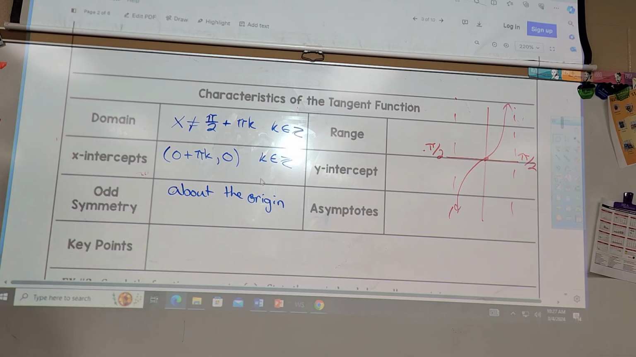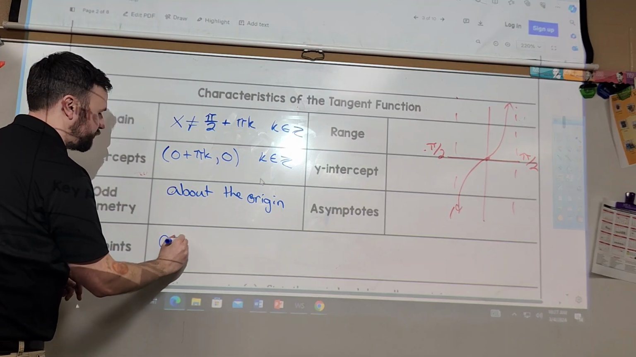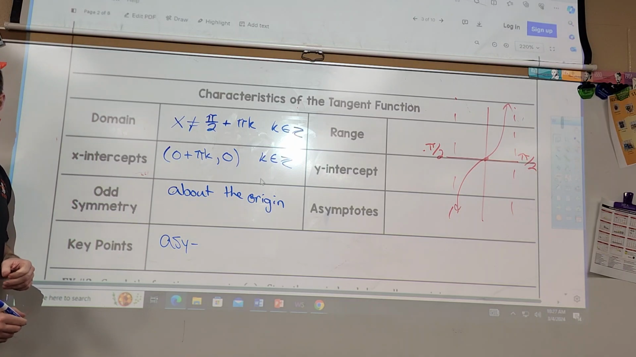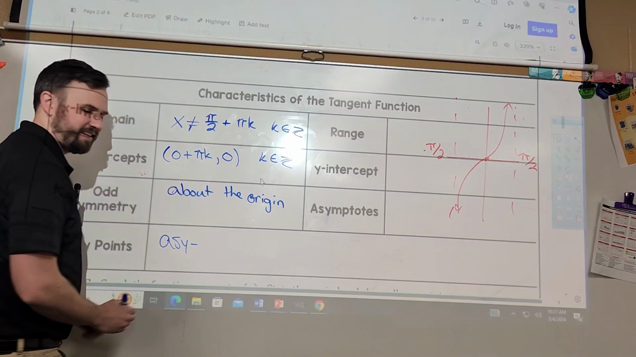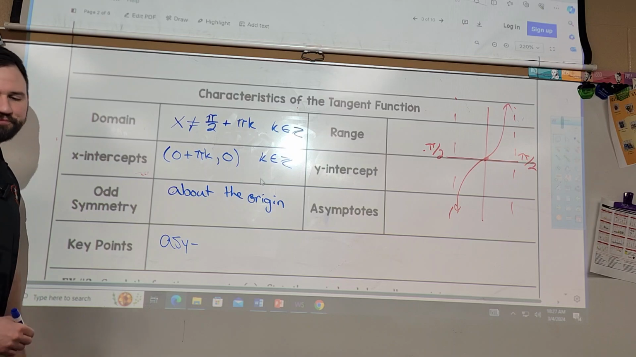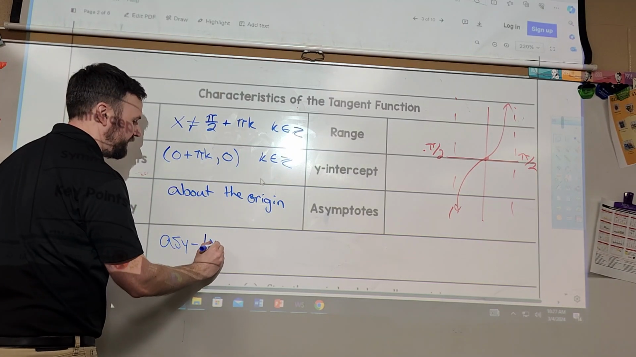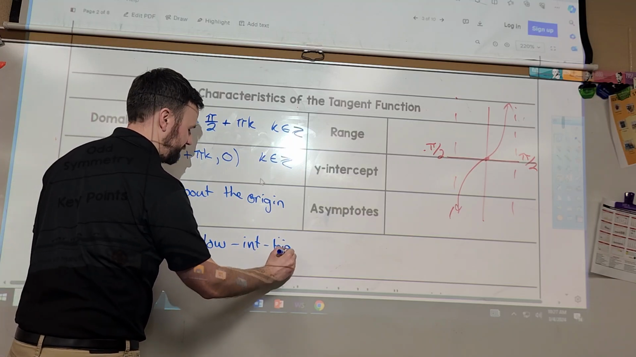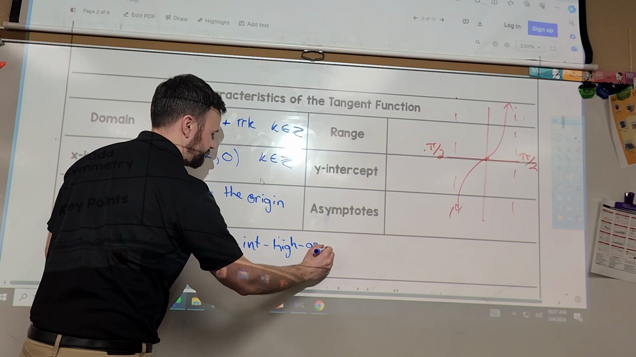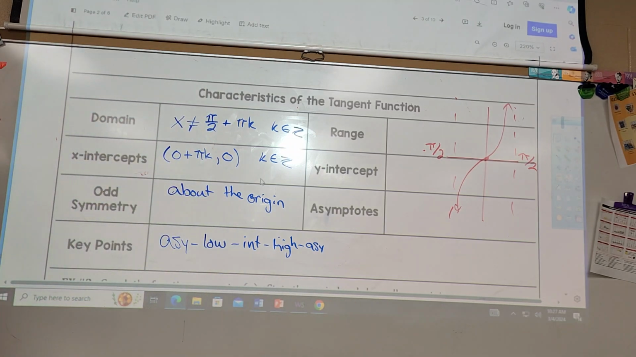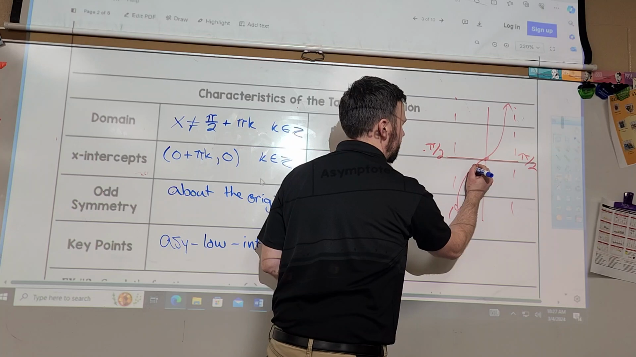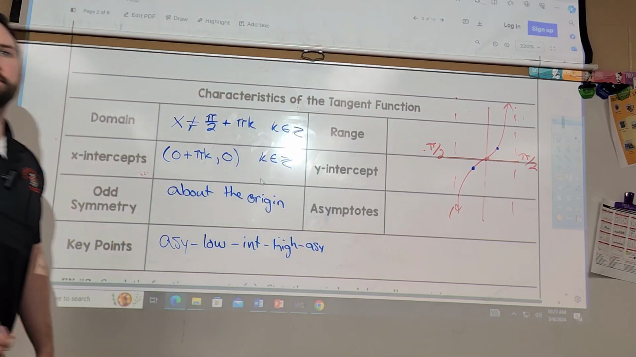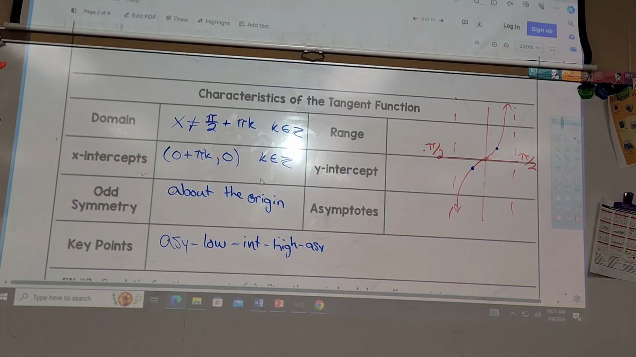What are my key points? When I graph, remember our key points are what we graph each time. I'm going to graph an asymptote, then one low point, an intercept, one high point, and an asymptote. So asymptote, I'm calling that the low point and that a high point. Okay. So you're going to have an asymptote, and then it's going to be like a little thing going up, asymptote.